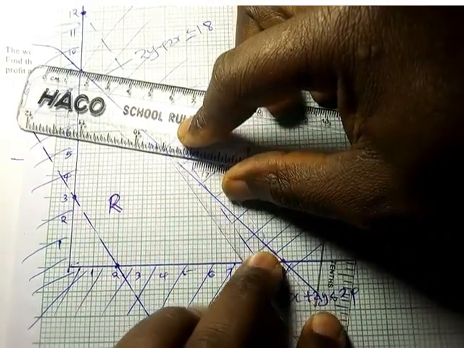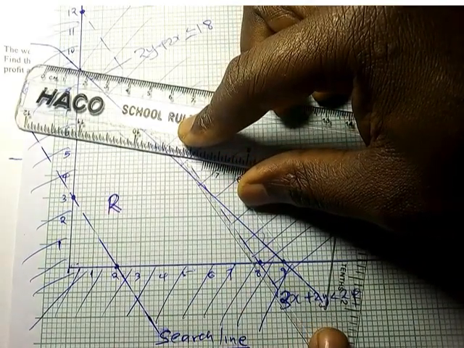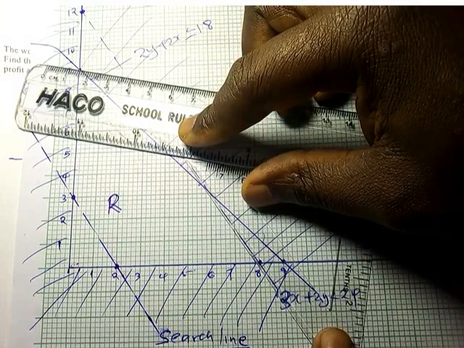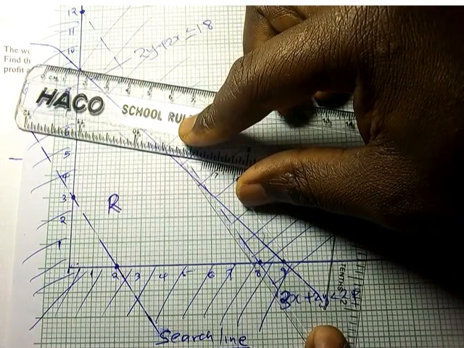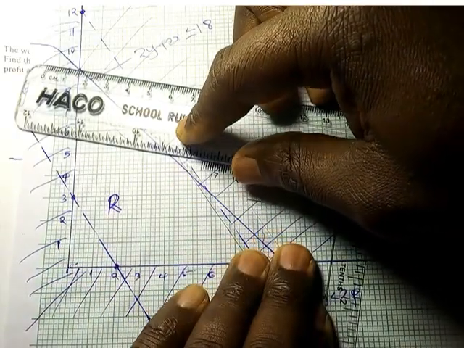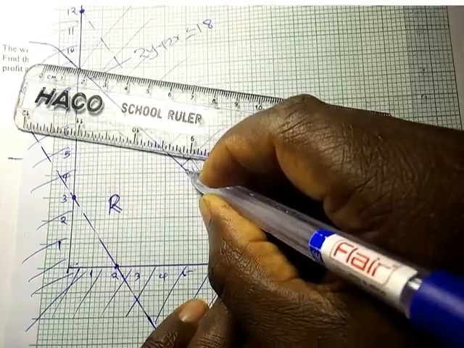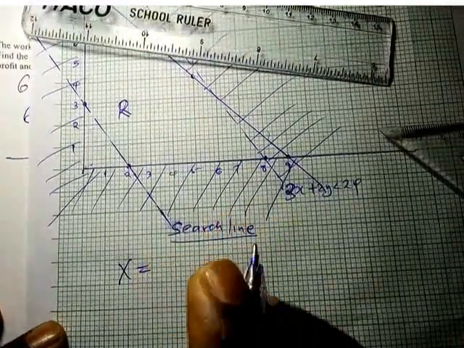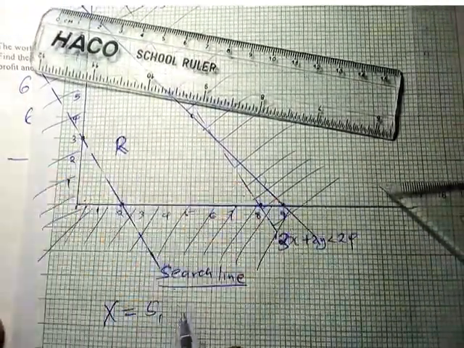until you get the maximum point that is in the region. The maximum point that is in the region. So on reaching here, the maximum point is this one. Here I am still in the region. So the maximum point is here, and the point is x equal to 5, y equal to 4.